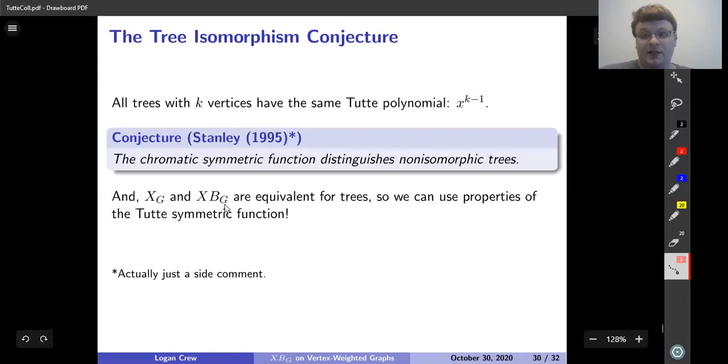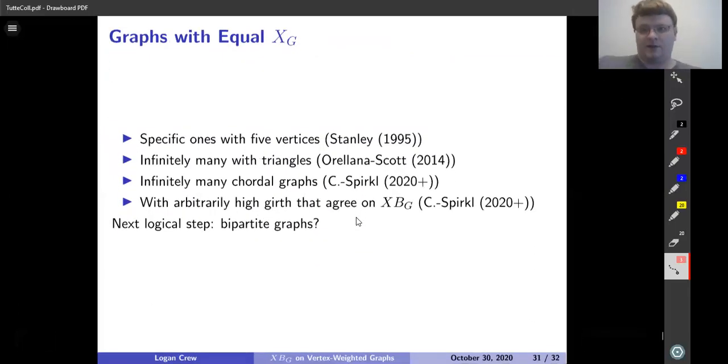And it turns out XG is equivalent to XB of G on trees, so the Tutte symmetric function actually tells us the same information as the chromatic one on trees. So we can use its properties to try to figure out if there's some way to actually show that these functions give us enough data about trees to distinguish them. That's part of why we like these basis expansions: we're trying to build towards this to some extent. The more information we can figure out that these functions give, the more likely it is that maybe this conjecture is true. And on the other hand, if the conjecture is not true, then we need some way to figure out why graphs might have equal chromatic or Tutte symmetric function. And that's of interest in its own right anyway.